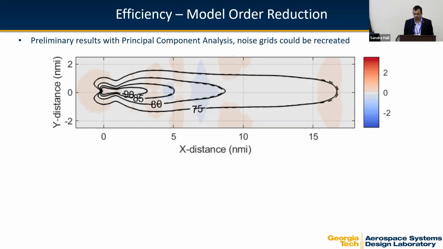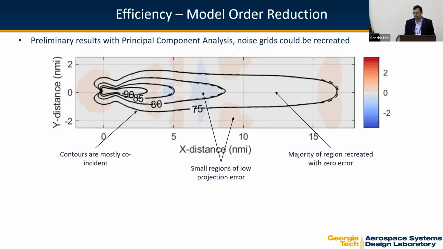And then both these sets of contours are overlaid on a color map in the background. So the color map is referencing the color bar on the right-hand side. Red colors are going to represent over prediction by our tool. Blue is under prediction, and the intensity of the color shows the magnitude of error in that region. So as you can see, contours are mostly coincident from what we obtained. And we have some small pockets of low error. It's about half a decibel here and there. But the majority of the region is gray, so that was recreated with 0 error.